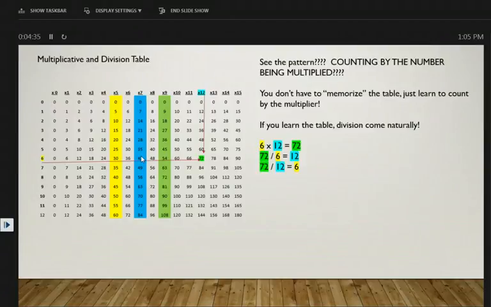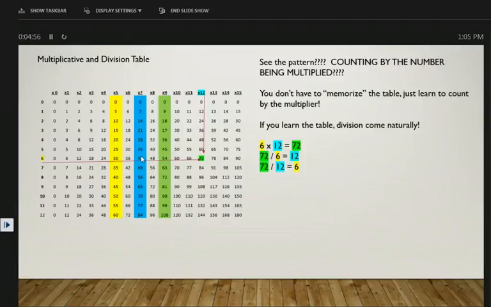How to count by twos. 2, 4, 6, 8. That's 4. 2 times 4 is 8. 5: 5, 10, 15, 20. 4 times 5 is 20. You don't have to memorize. All you have to do is count by the numbers.